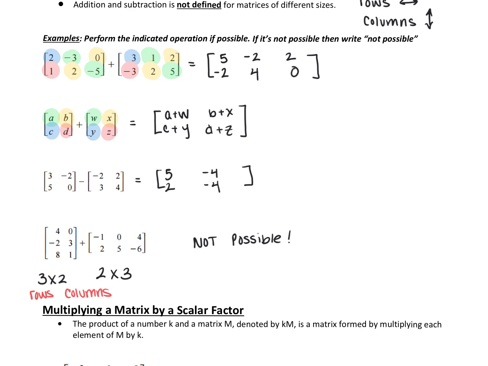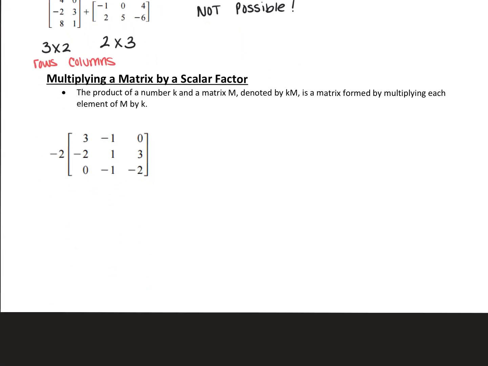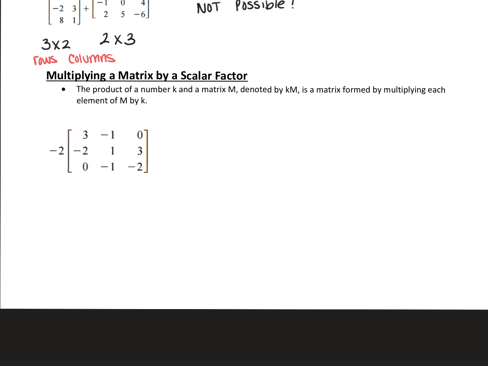Okay, next, multiplying matrices by a scale factor. So this number here in front is called a scale factor, and I'm multiplying it by all of the elements in here. So what you're going to do is multiply the -2 by 3, -2 by -2. Multiply the -2 by every single piece in here, and that's your new matrix.